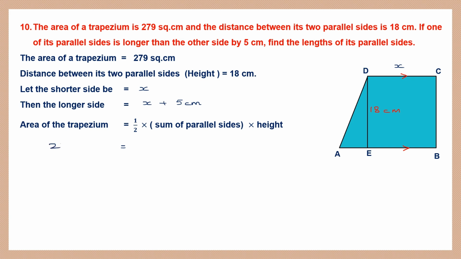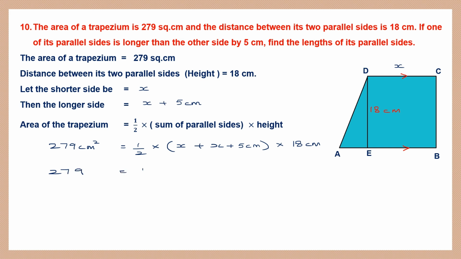It is 279 centimeters square, and this is half into sum of its parallel sides, and parallel sides are x centimeters plus x plus 5 centimeters into the height, and height is 18 centimeters. So now let's work this out. Let's simplify.